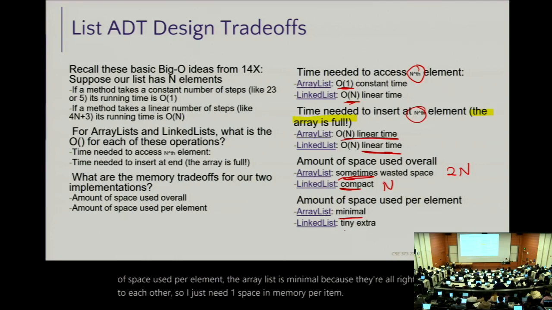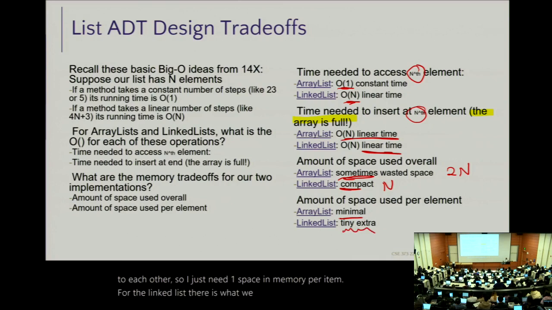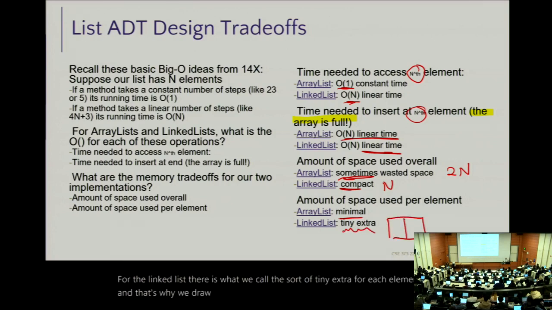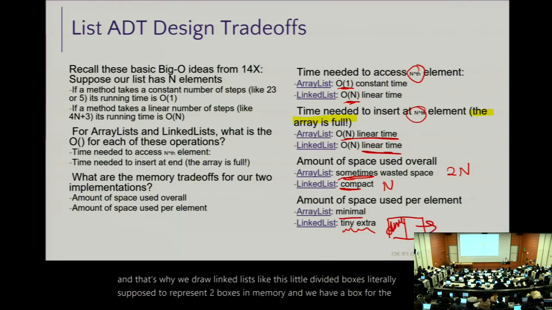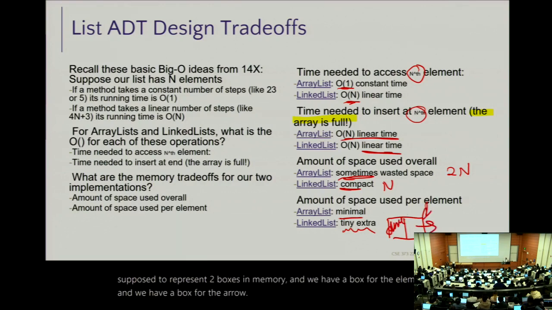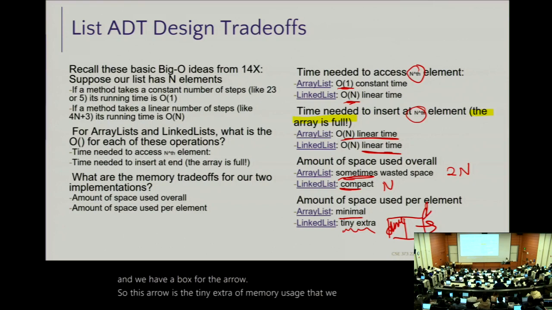For the linked list, there is what we call the tiny extra for each element. And that's why we draw linked lists like this. This little divided box is literally supposed to represent 2 boxes in memory. We have a box for the element and a box for the arrow. So this arrow is the tiny extra of memory usage that we need in the linked list scenario.